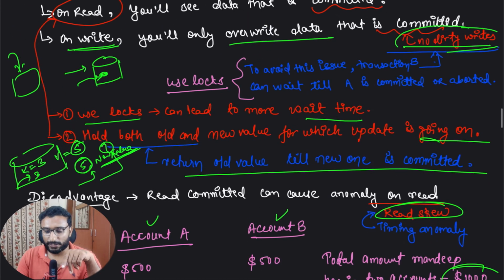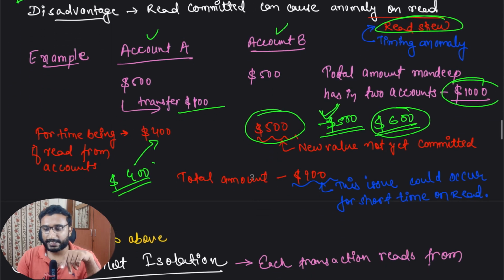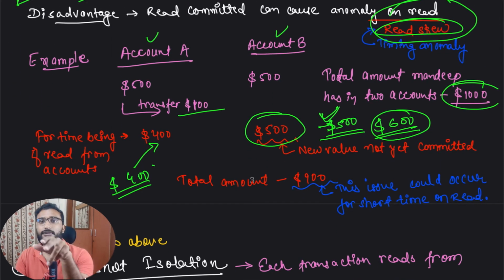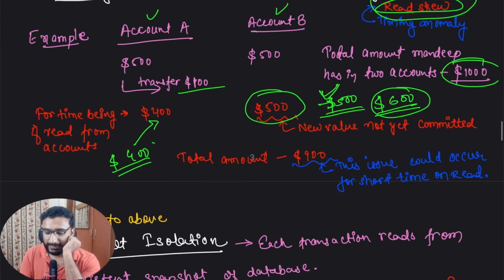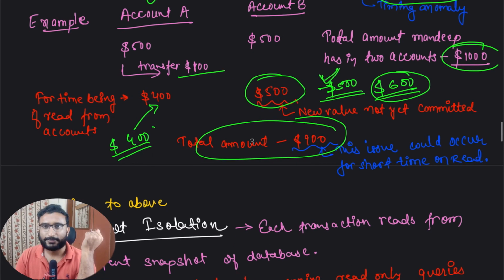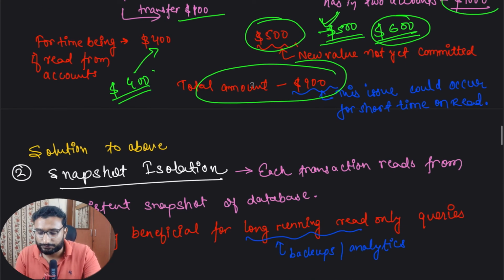Okay, here we said to return the old value, but it can lead to read skew. This is read skew, that I am still seeing the old value. So if I see the total amount in my transactions, it is 900. Let's say there is a possibility that it will appear only for a short time. Once you refresh it, then you will see the new value.